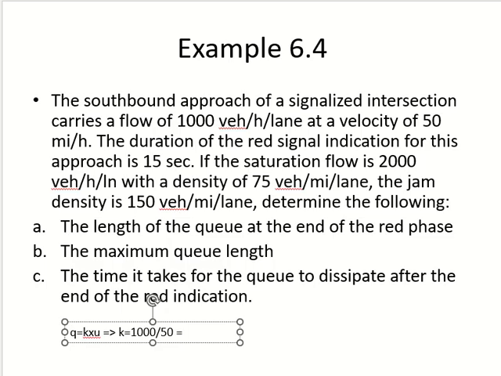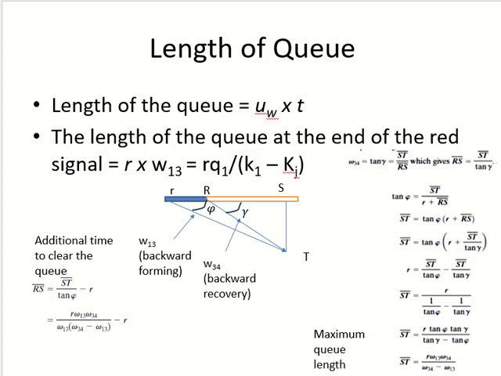So my K1 is 20 and Kj is jam density, which is given. Now I can apply this equation to calculate the length of the queue at the end of the red phase. So this is the length of the queue here at this point. You can see the maximum length is here, not here.